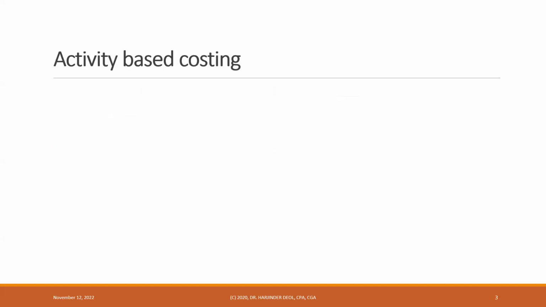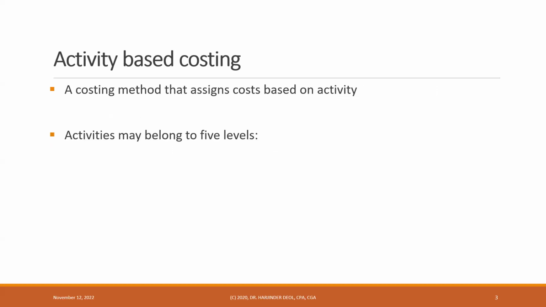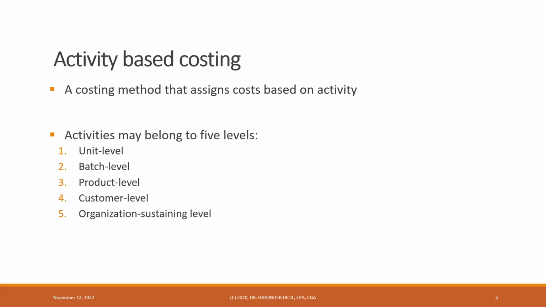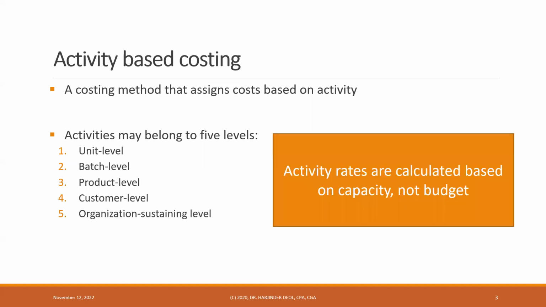So looking at activity-based costing, it is an approach to costing, a method of costing that assigns costs based on activity. Activities may belong to 5 levels: unit level, batch level, product level, customer level, and organization sustaining level. It's important to keep in mind that under activity-based costing, the activity rates are calculated based on capacity, not budget.